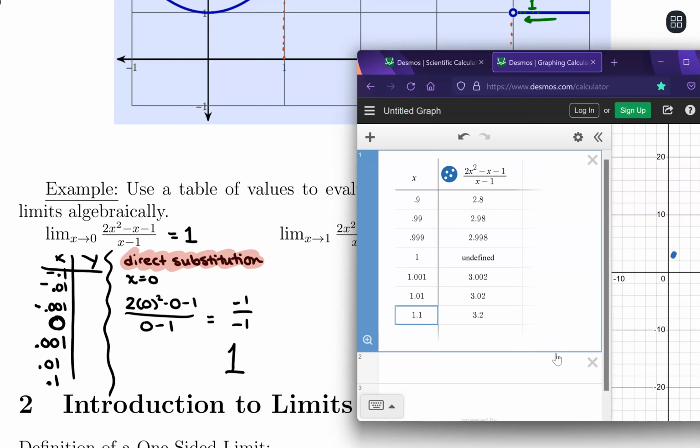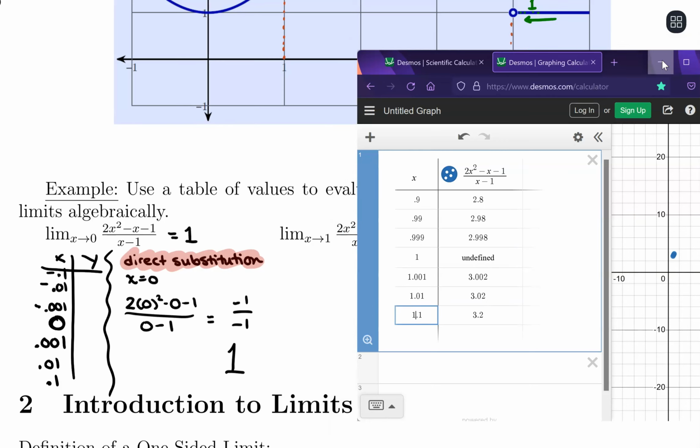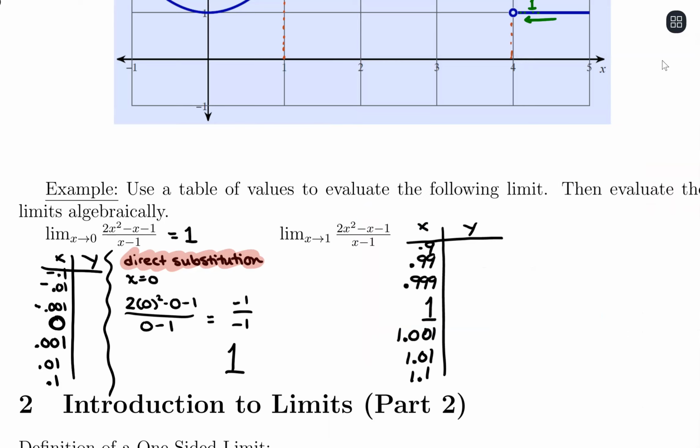1.01, and a 1.1. All right, so coming from the left-hand side, we're seeing 2.8, 2.98, 2.998, so that's getting really close to 3. And I also want to evaluate from the right-hand side, so we're going 3.2, 3.02, 3.002. So from both sides, we're approaching 3. So with that, the limit is going to be equal to 3 as we approach that from the left and right.